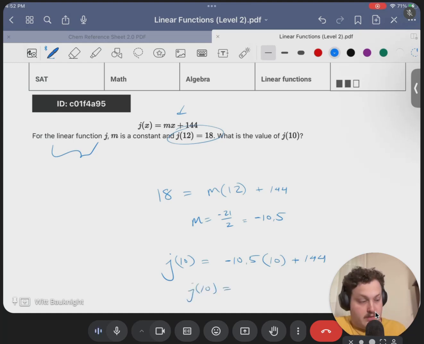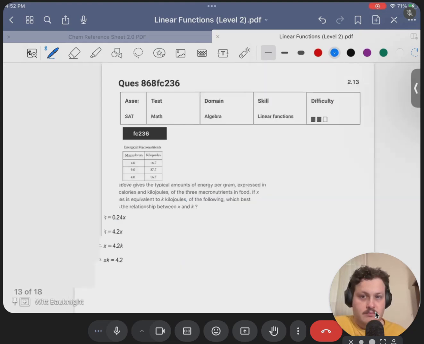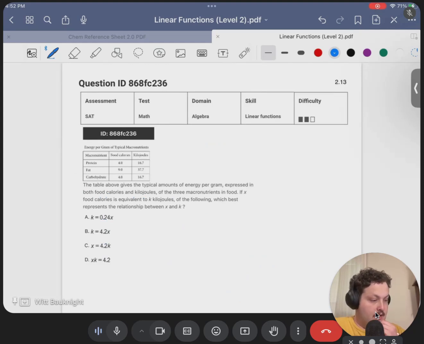J10 equals 39. Sweet. Nope, I'm going to just keep on going because we're more than halfway there.